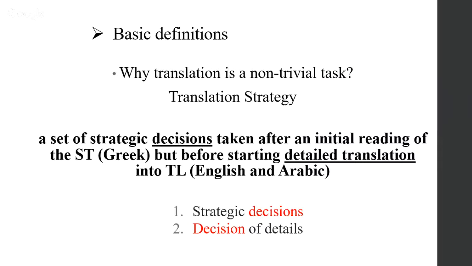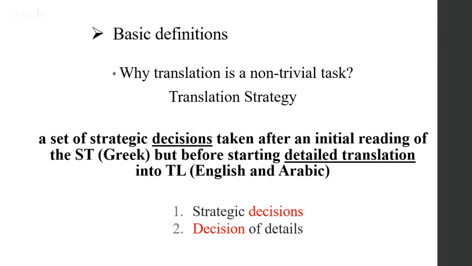Another difficulty in translation is what is called the translation strategies employed by the translator or translators. Translation strategy is defined as a set of strategic decisions taken after an initial reading of the source text, in our case Greek, but before starting detailed translation into the target language, which of course in our case is English and Arabic. We have to differentiate between two decisions. The first one is strategic decisions. The second one is decisions of detail.